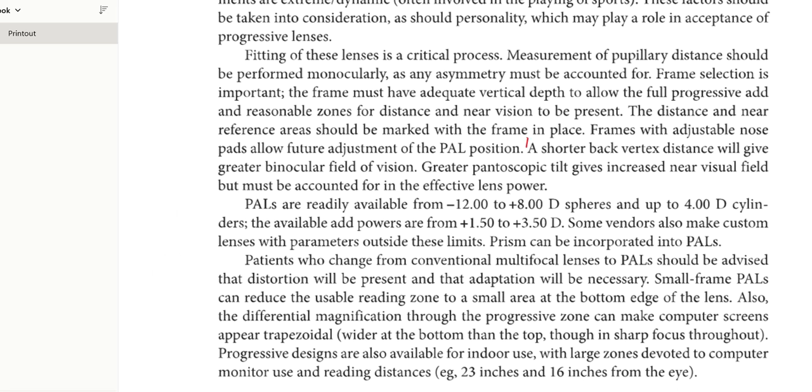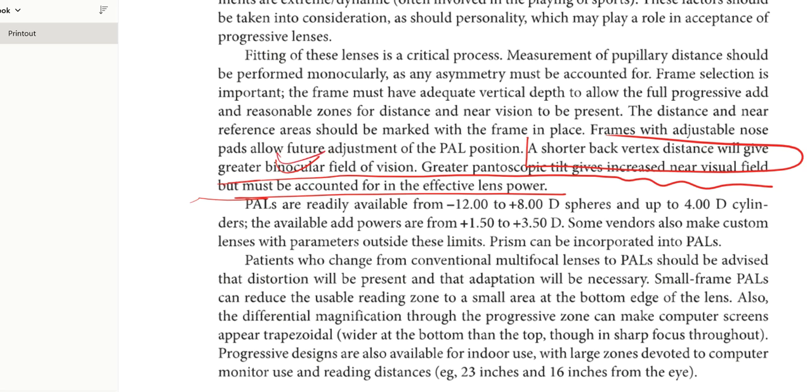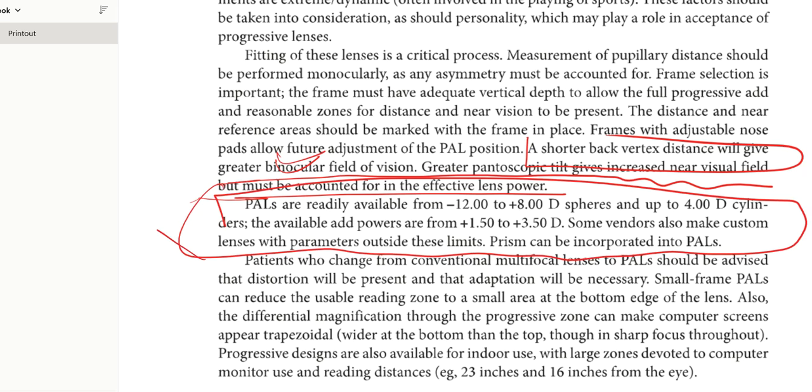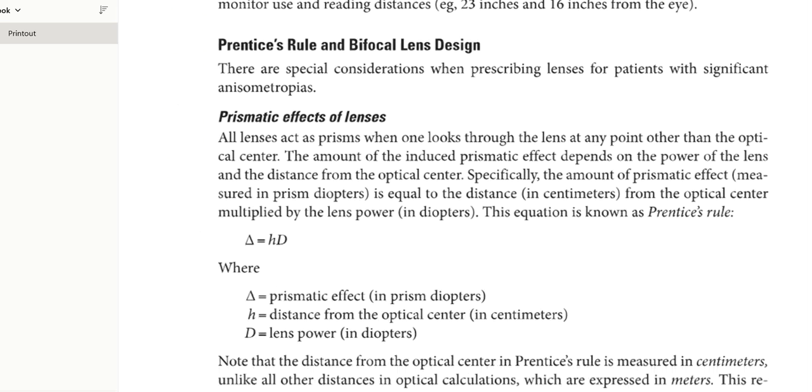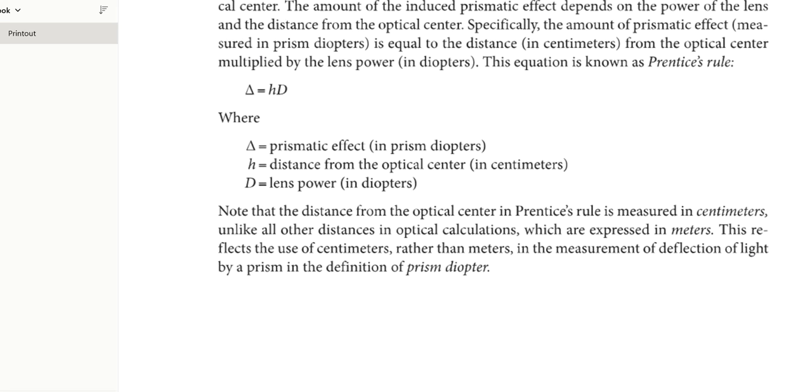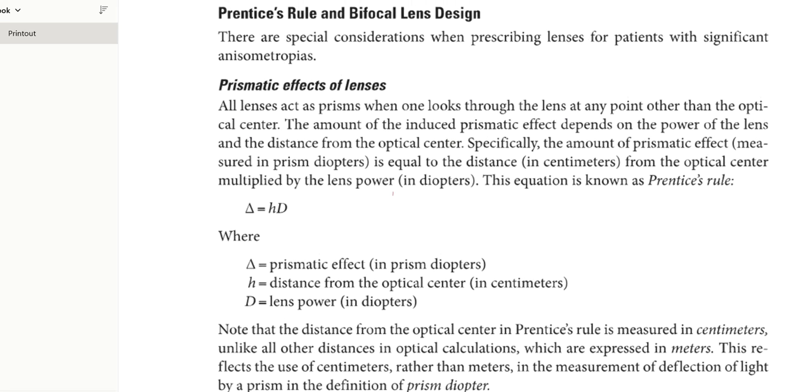A shorter back vertex distance will give greater binocular field of vision. Greater pantoscopic tilt gives increased field but must accommodate. These lines are important. Okay. Progressive lenses, this is very important. This is not very much important, just give it a read. Anti-rule, I have already told you that this is very important.